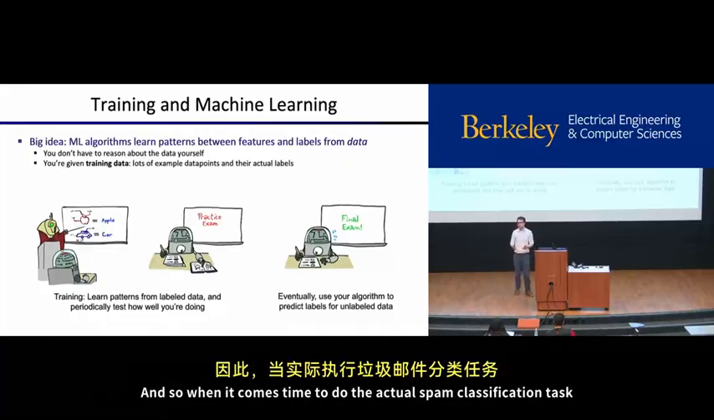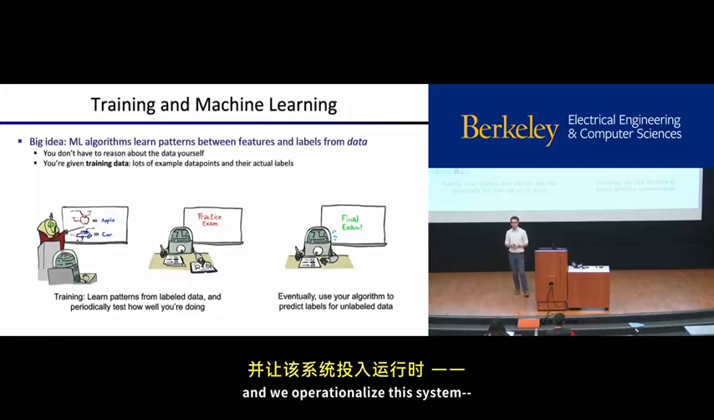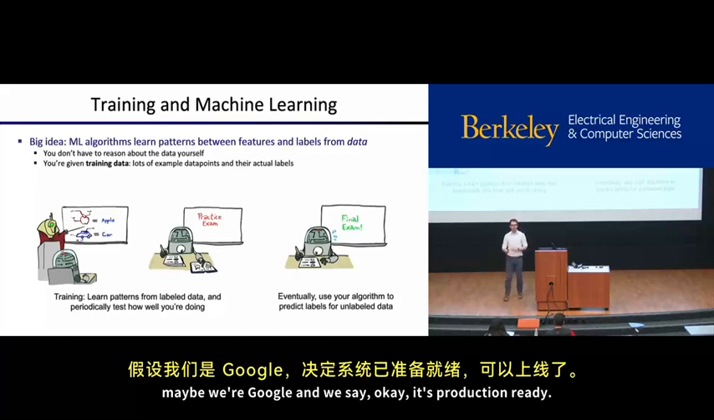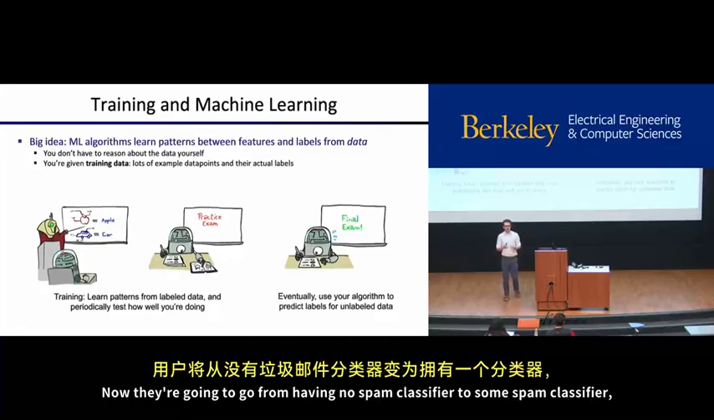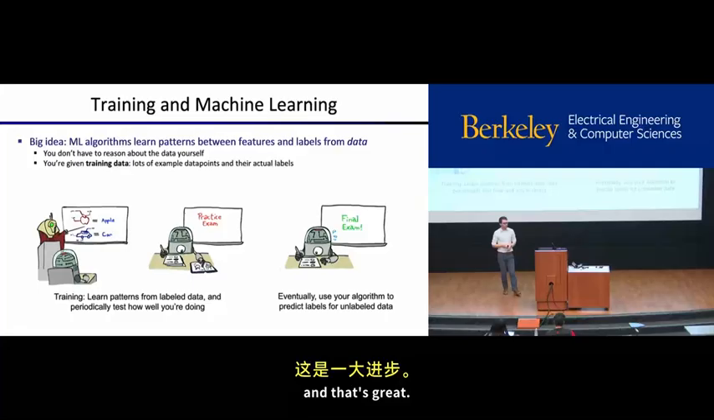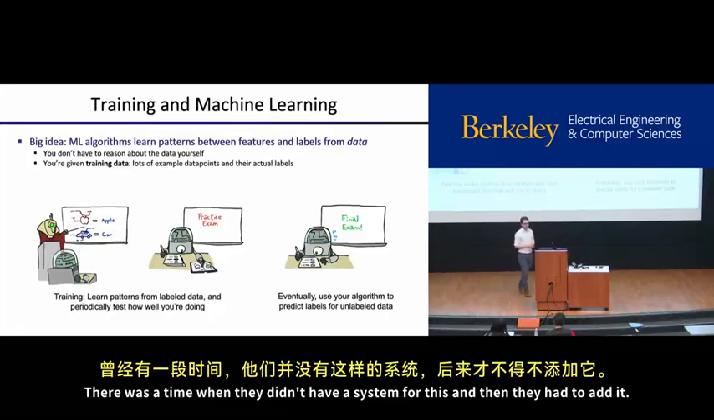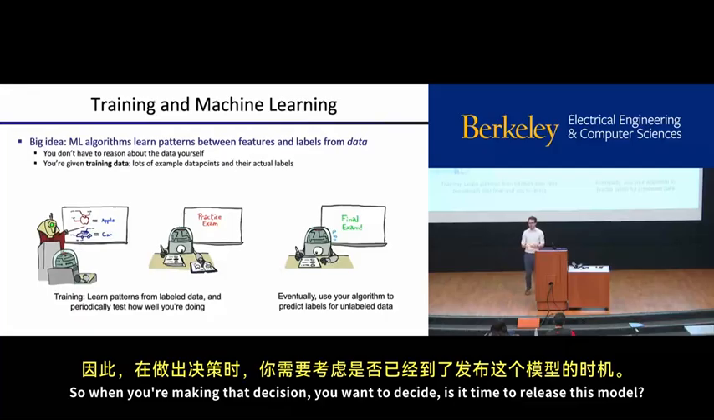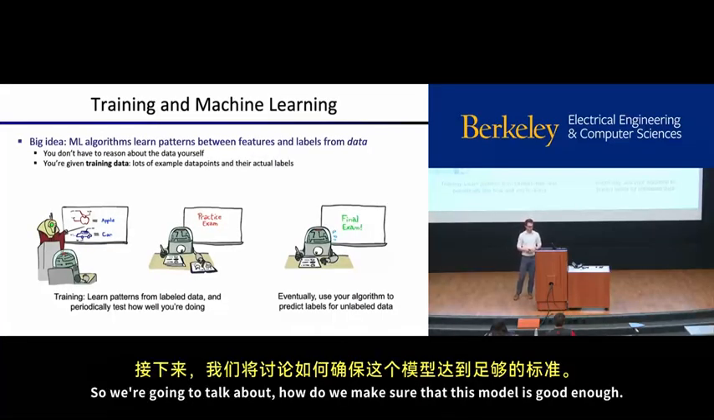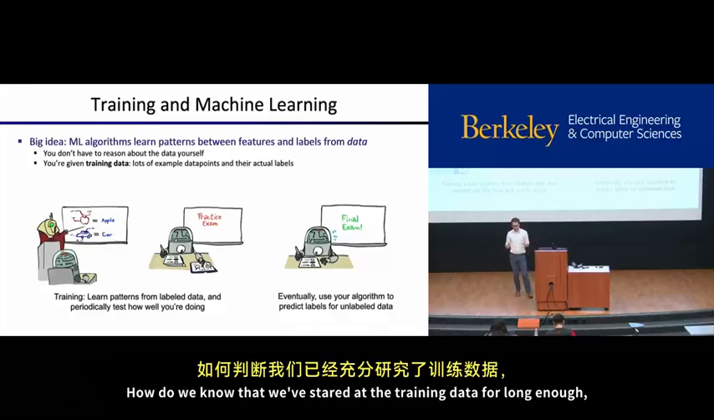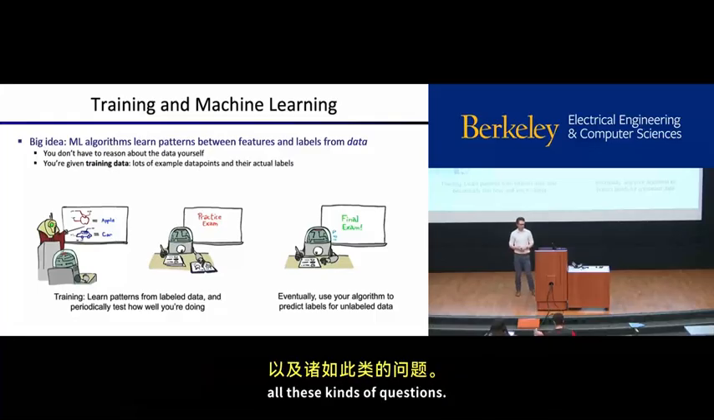And so when it comes time to do the actual spam classification task and we operationalize the system, maybe we're Google and we say, okay, it's production ready, we're going to add this new spam feature for our users. Now they're going to go from having no spam classifier to some spam classifier, and that's great. There was a time when they didn't have a system for this, and then they had to add it. So when you're making that decision, you want to decide, is it time to release this model? You want to make sure it's good enough. So we're going to talk about how do we make sure that this model is good enough? How do we know that we've stared at the training data for long enough? All these kinds of questions.